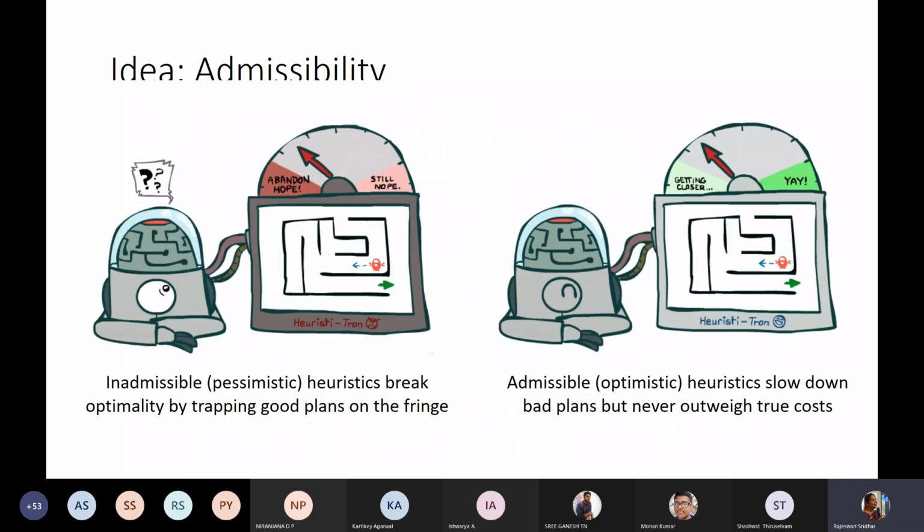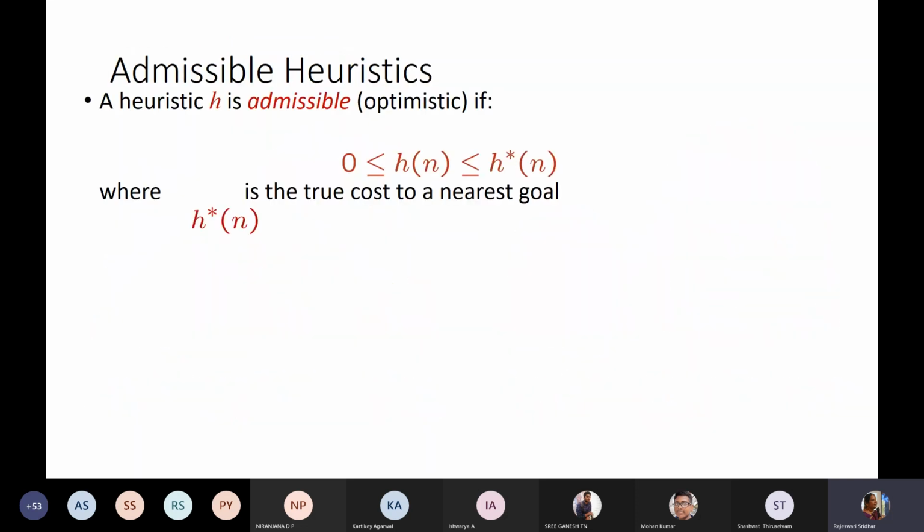So here we said admissible heuristics, the idea of admissibility. We already talked about this. An inadmissible heuristic is called a pessimistic heuristic, where you break optimality by trapping good plans on the fringe. So that is not to be done. Admissible heuristics slow down bad plans but never overestimate the cost. Okay, so that is the consistent admissibility policy. We have talked about this, and this is just stressing the point still further.